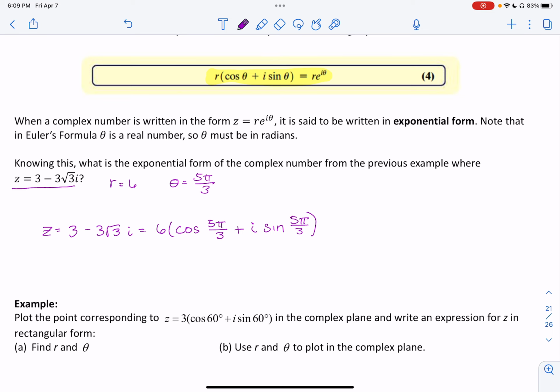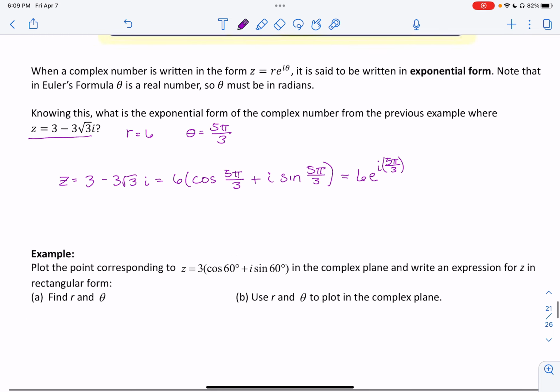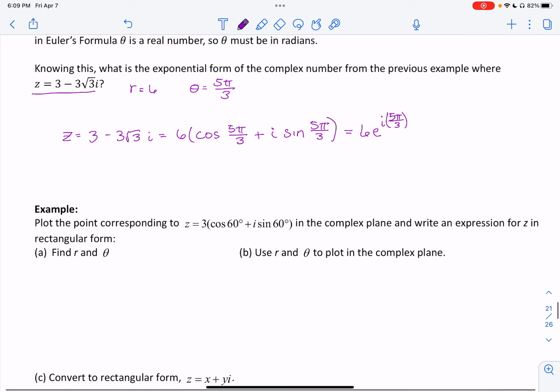If you need to go backwards, multiply this through right here, and you'll come up with your original equation there. And this all is equal to, let's put the 6, my radius, e^(i times 5 pi over 3). So all of that goes up there in that exponent, and that is my exponential form of the complex number.